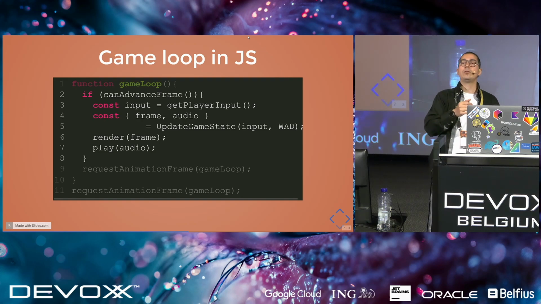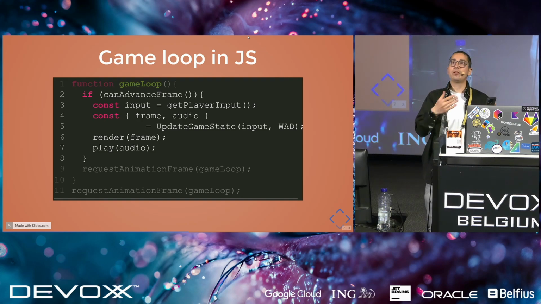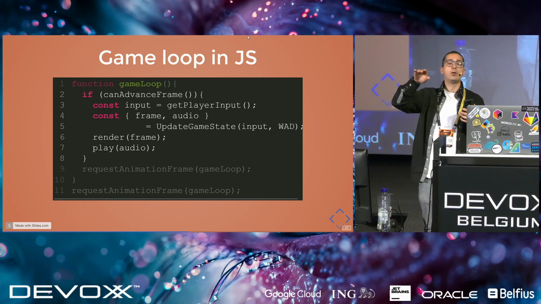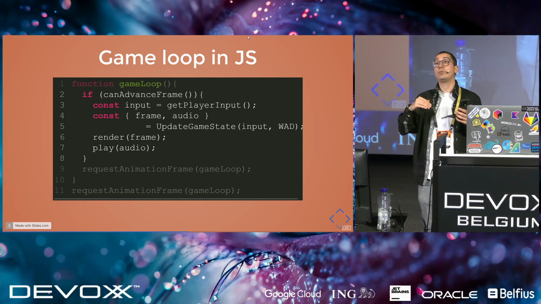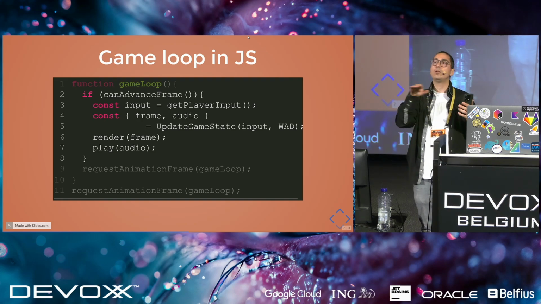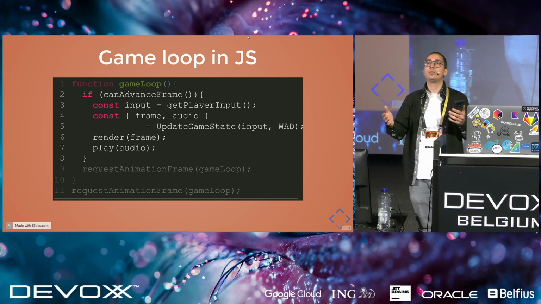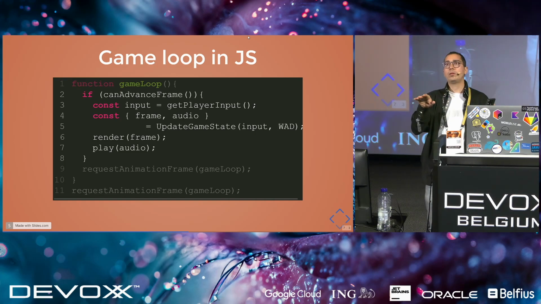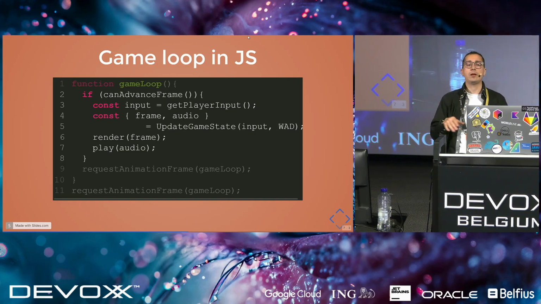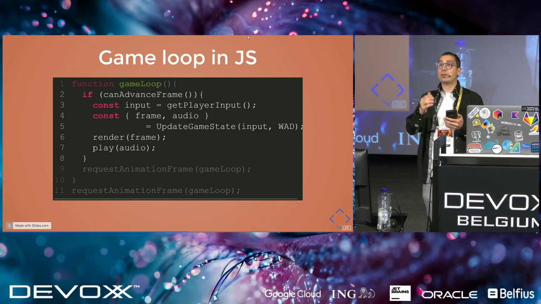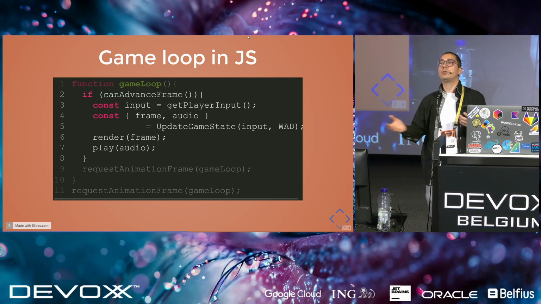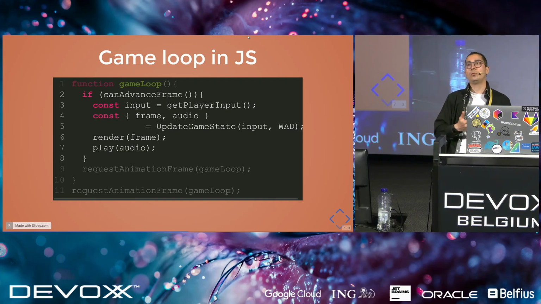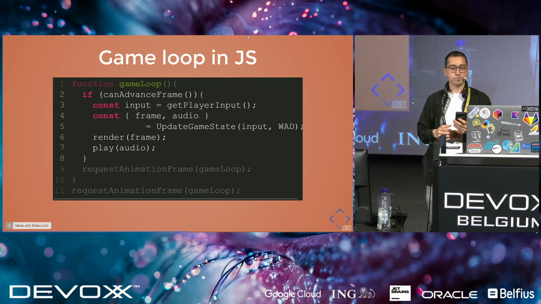Inside the recursive method, we can check canAdvance_frame for frame pacing. If you want to do less than 60 frames per second, for example 30 frames per second, you can have a check to verify that your pacing is correct. And then you do the same: you get the player input, you update the game state, and so on. So that's the first thing that needs to be replaced in porting from .NET to JavaScript: replacing the for loop with this kind of loop.